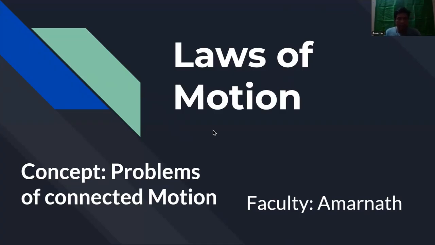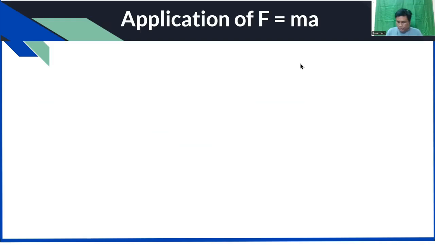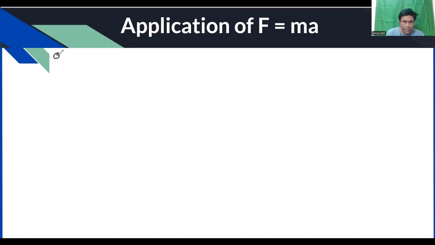So basically, we are going to discuss problems of connected motion. Yesterday also we discussed a little bit, and today one more thing we are going to discuss: apparent weight. Reading of spring balance, reading of weighing machine. Okay. So basically, you see what we are going to discuss today. Theory part is already discussed, but we have to do some numericals on this.